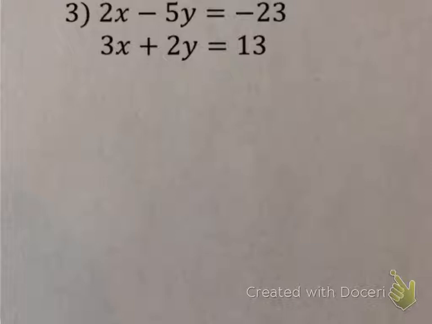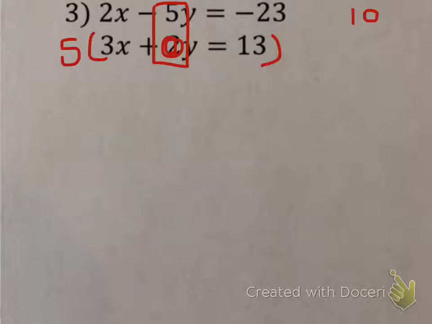So I'm going to look at these and I'm going to say, okay, if I have a 5 and a 2, what number can they both become? And that number that I think of is going to be 10. So what number do I have to multiply 2 by to get to 10? I would have to multiply it by 5. So I'm going to multiply that entire equation through by 5 to get it to be 10.